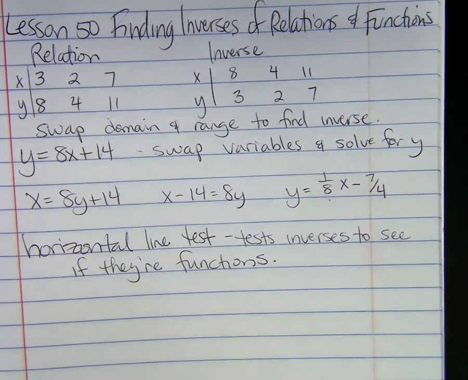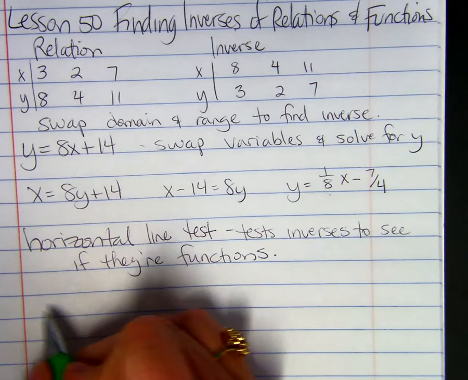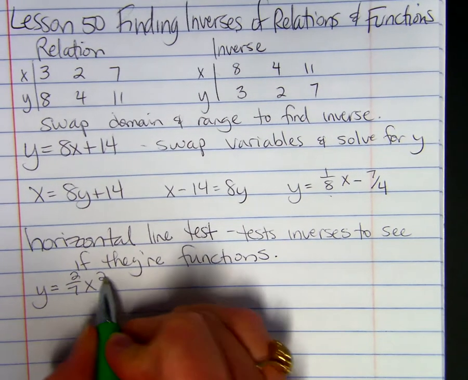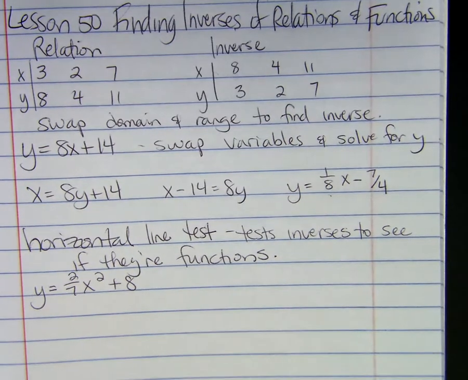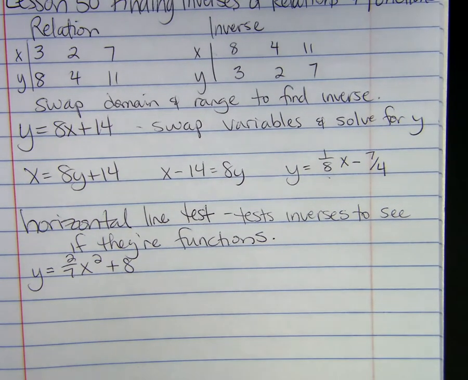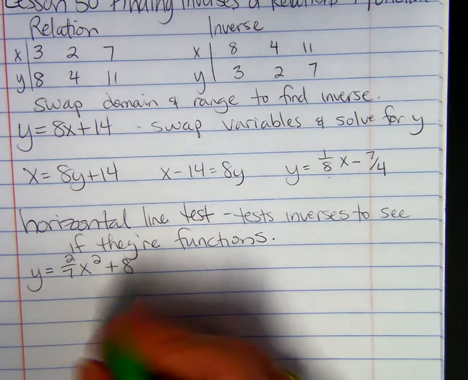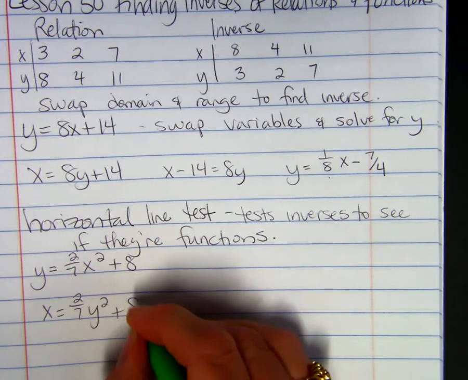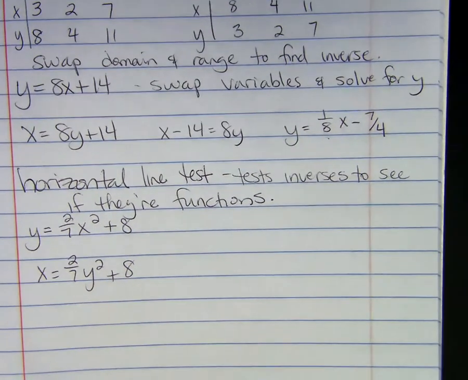So I'm gonna do one more example. If we have a parabola y equals 2/7 x squared plus 8, and this is kind of similar to what Holland was asking, just switch your x and y. So x equals 2/7 y squared plus 8. Solve for y.